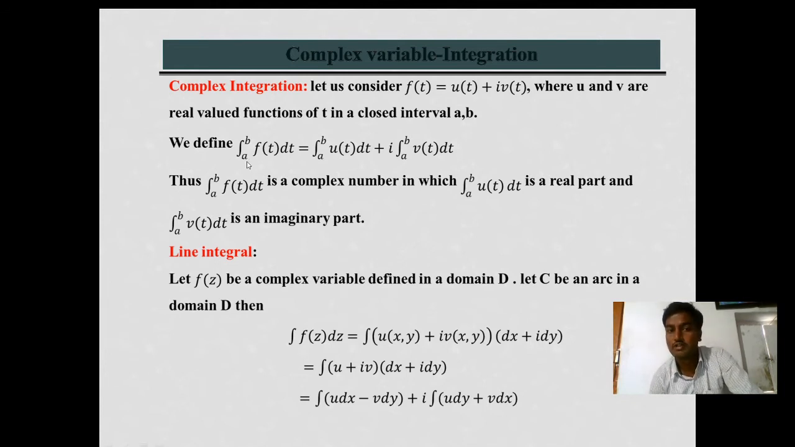So for that closed interval ab, it is integral a to b f of t, with a real part and an imaginary part. Now for the line integral, f of z is a complex variable defined on D. Let's see any arc in the domain D. Then the integral of f of z dz is (u plus iv) dz. Dz is nothing but dx plus i dy. By multiplying this, you get the expression u dx minus v dy plus i (u dy plus v dx).